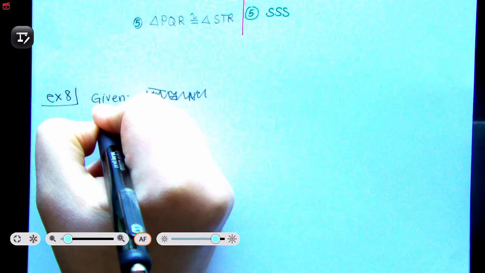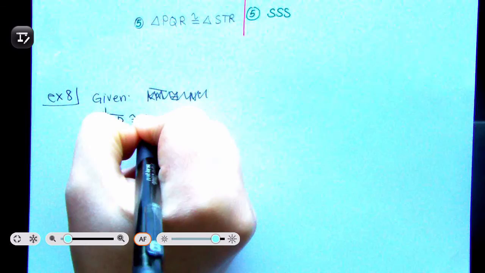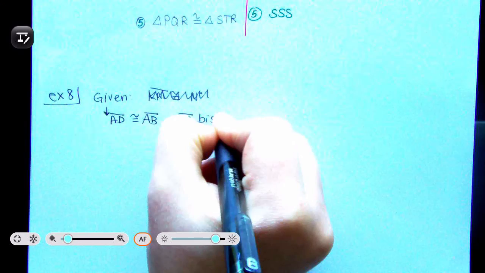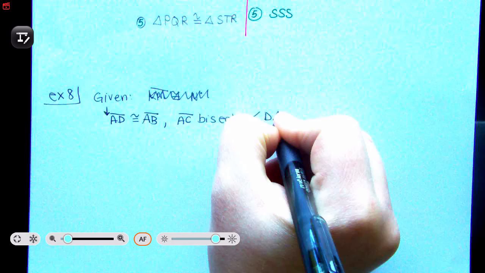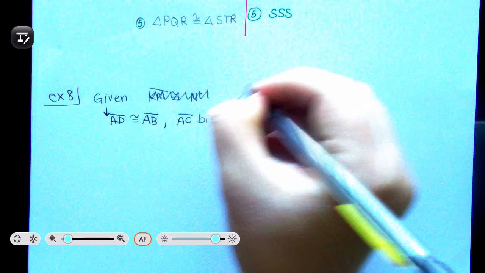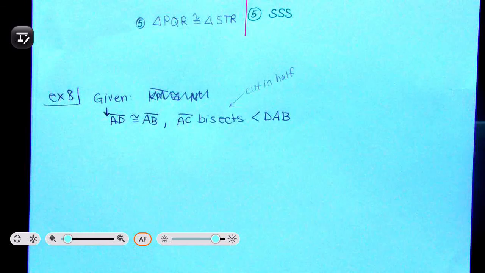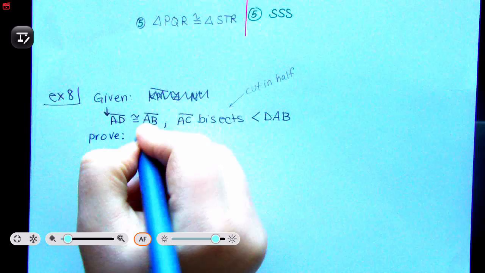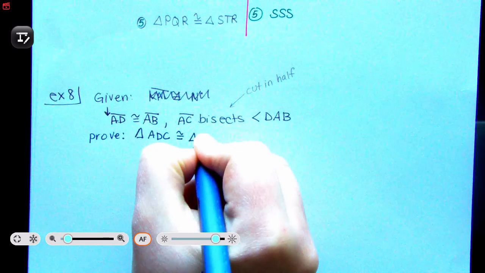Given AD is congruent to AB, and AC bisects angle DAB. Bisect is just a fancy way to say cut in half. What do we want? We want to prove that triangle ADC is congruent to triangle ABC.